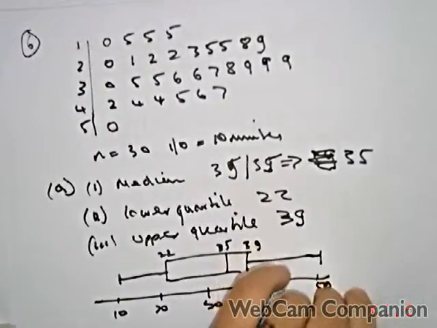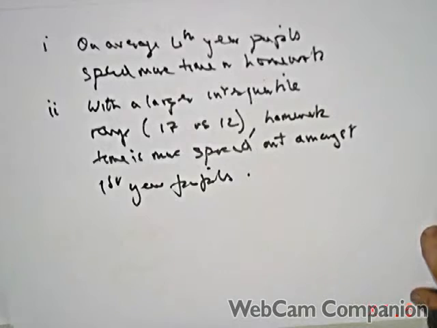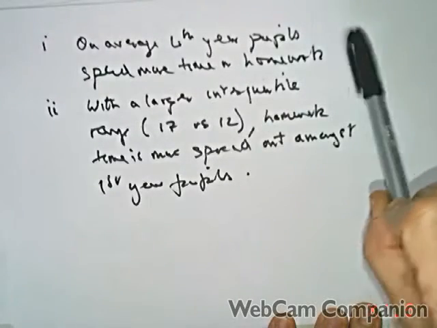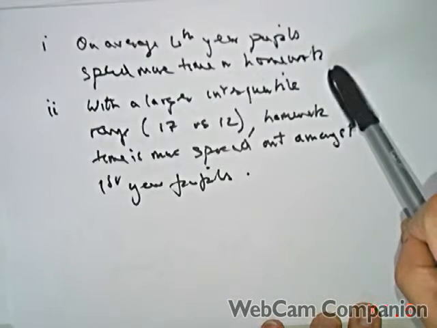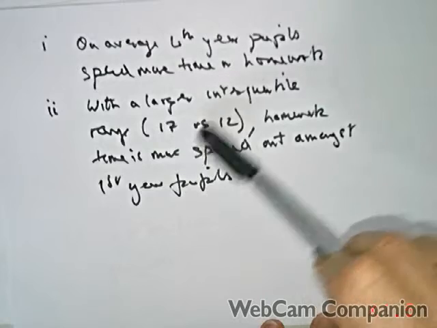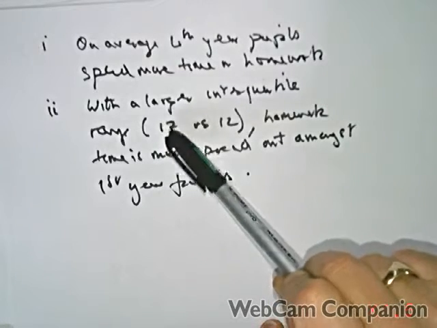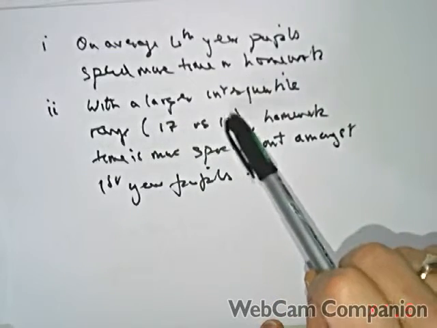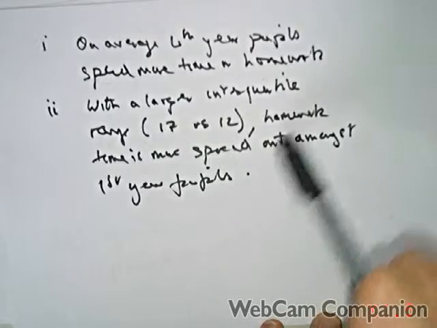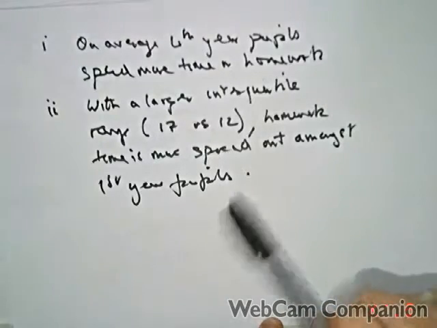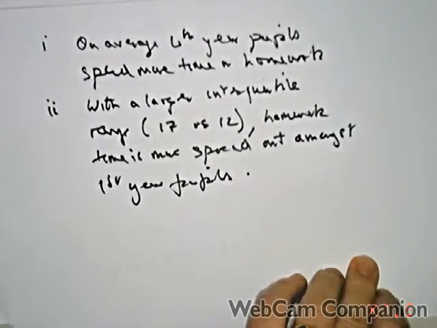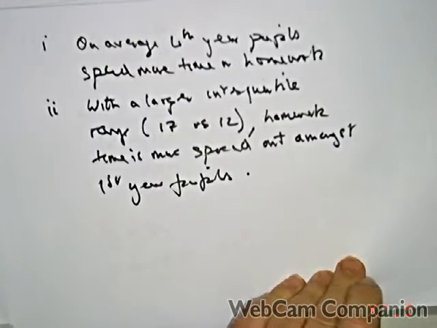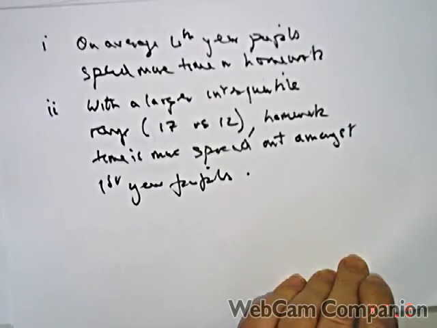And then there's the classic comparison. Well, on average, I've said, on average, fourth year pupils, because they have a higher mean, spend more time on their homework. And with a larger interquartile range, 17 compared to 12, homework time is more spread out amongst the first years, so they've got a bigger interquartile range. So something of that sort. Homework times are more consistent in fourth year, that kind of idea.